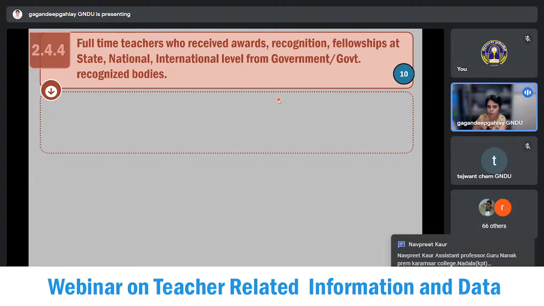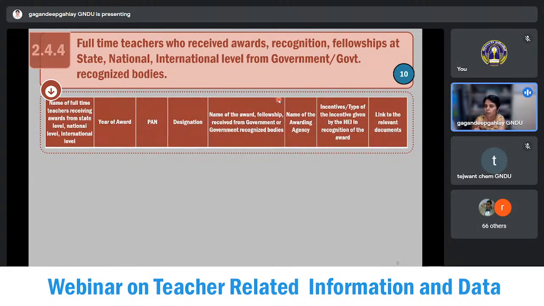A very good example of these types of awards can be your INSA fellowship, or your JC Bose fellowship, or being a fellow of the Academy of Sciences in India. So these are some of the national fellowships which I can think of.